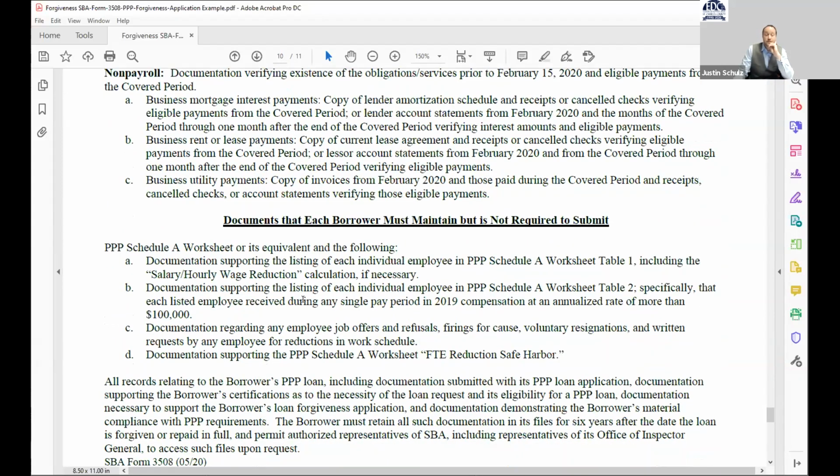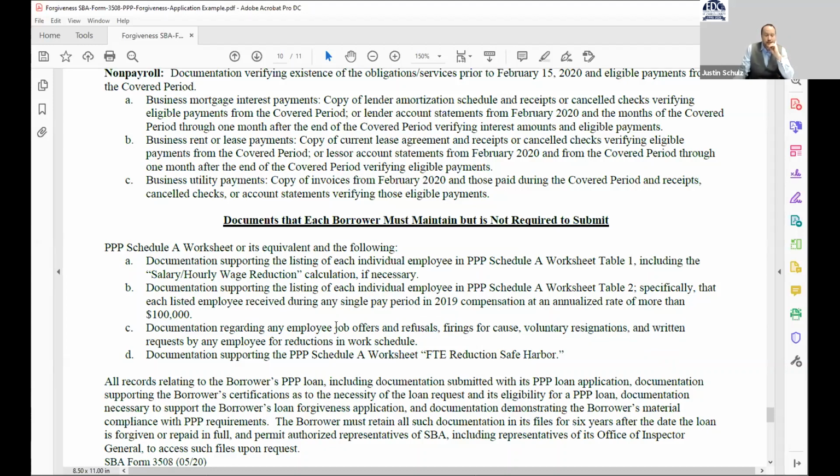And then here's a list of stuff that you need to keep, but you don't need to submit with the application. Just to give you an example, remember when I was talking about anybody who decided not to show up to work and you needed to get documentation of them refusing to come in, this is where you would put that. You have to have it on hand, but it's not something that you submit with the application.